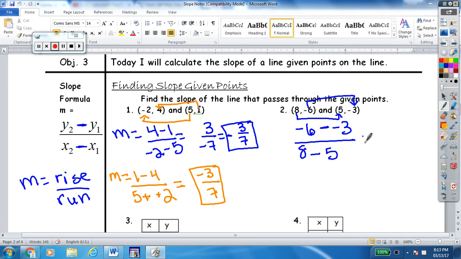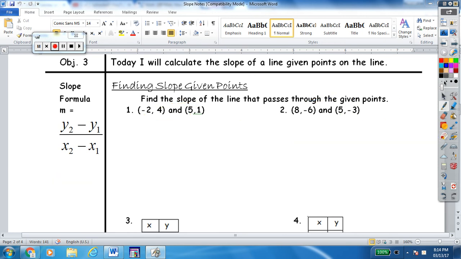Okay, so I end up with 2 negatives, which give me a positive. So that's -3 over +3, which of course reduces to -1. Now I could go back and try this problem going in the reverse order, and I would get the same exact answer. Okay?